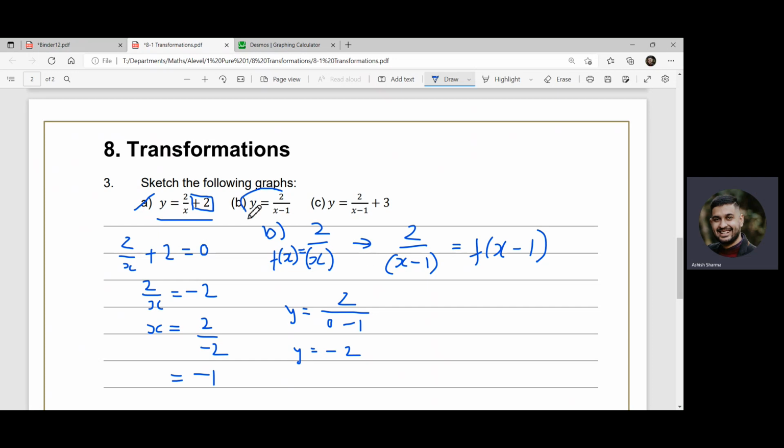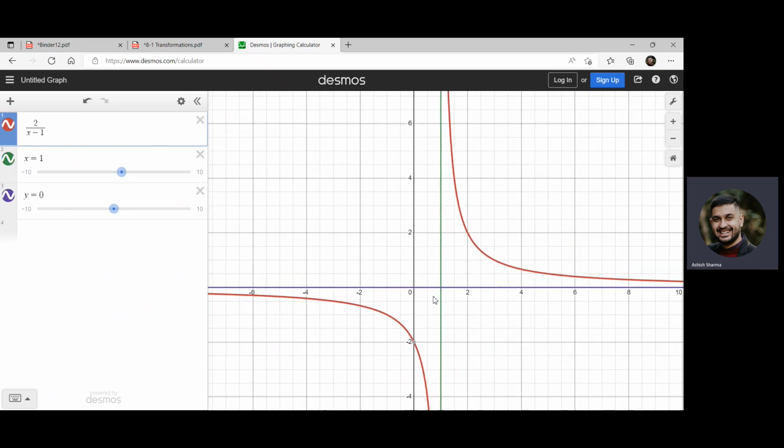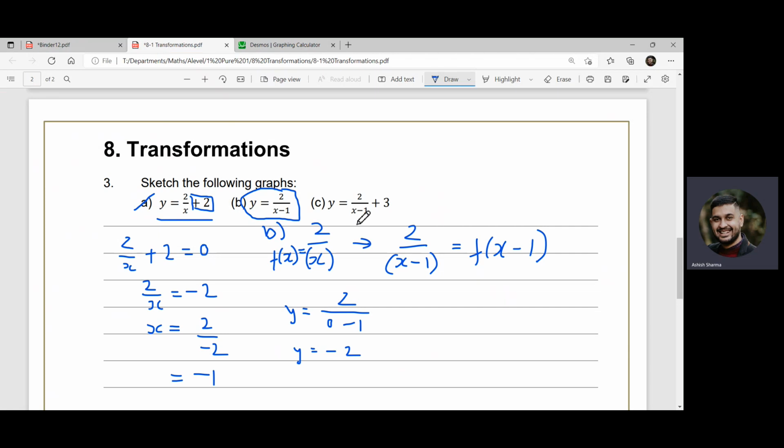Now, if you look at part B very carefully, we've done that. We know what the graph looks like. It cuts through at 0, minus 2. It's got asymptotes x equals 1, y equals 0. But if we then look at part C, we've got a very similar type of graph. We've got 2 over x minus 1, but now we're adding 3 to it.